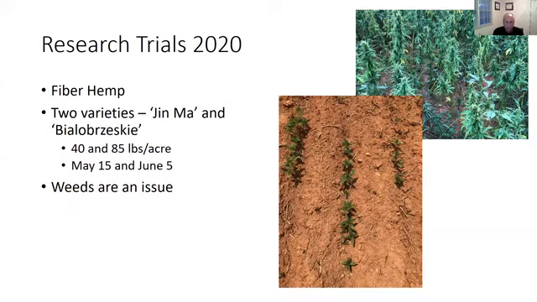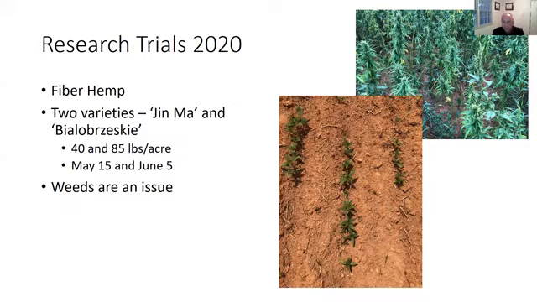Probably our best stand was that high 85 pound an acre rate. The Jin Ma, which is a Southeast Asian variety, performed a little bit better for us than the other variety, which is from Poland, actually.